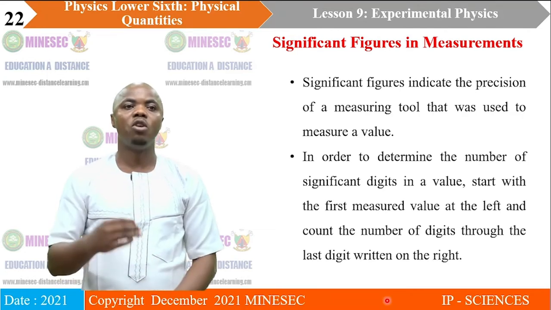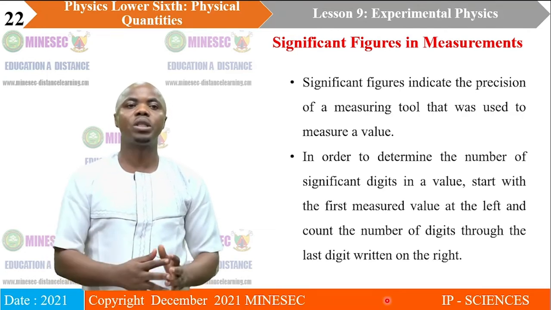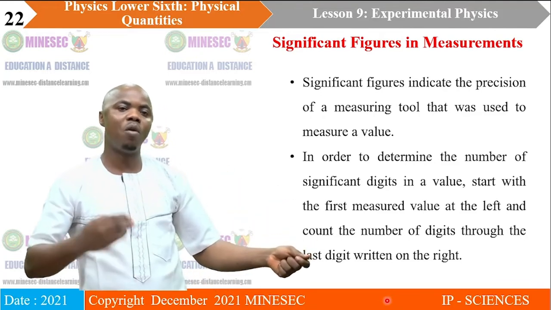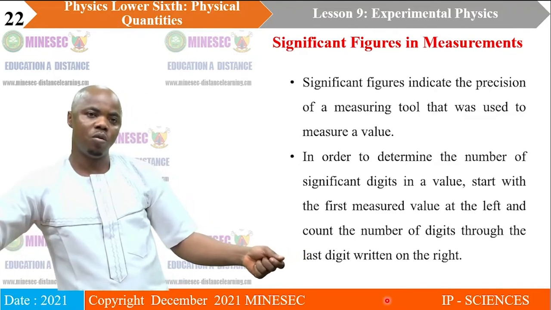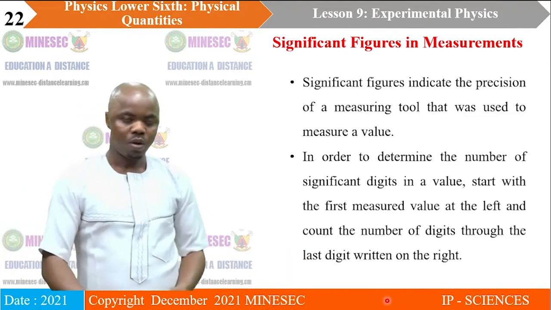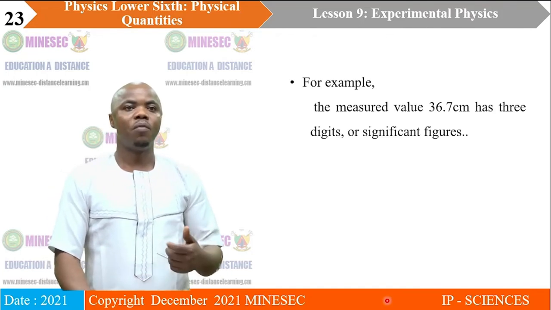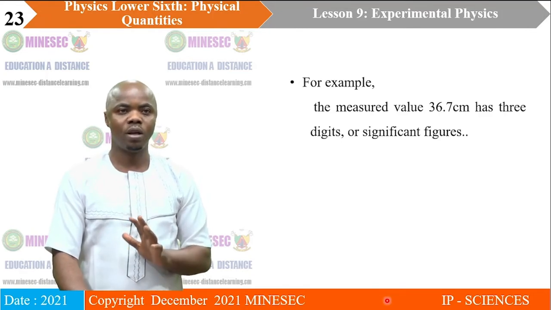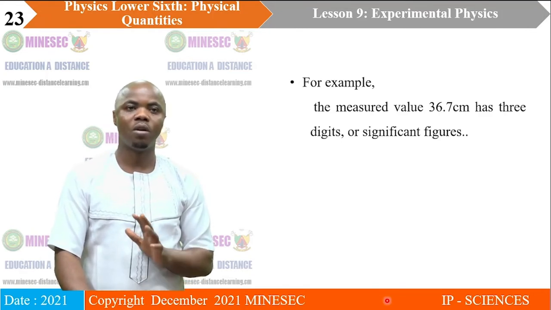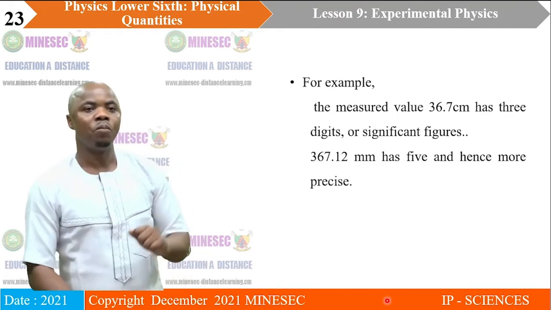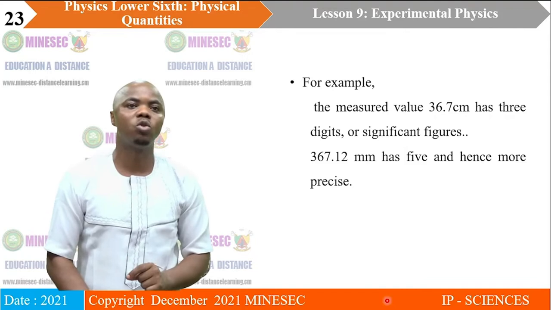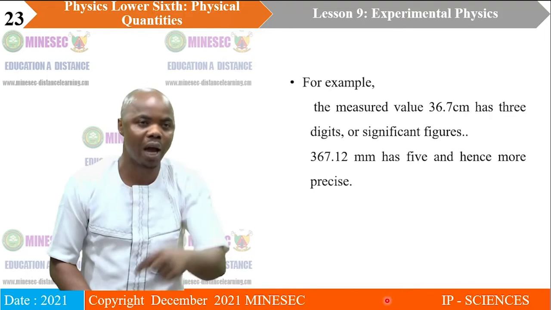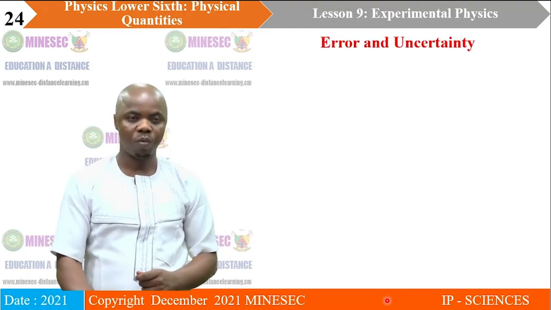In order to determine the number of significant figures in a value, we always start with the first measured value at the left-hand side and count the number of digits through the last value written on the right. For example, if I do a measurement and I have 36.7 centimeters, it has three significant figures. Now, if I do a measurement of 367.12 millimeters, how many significant figures are here? Five. So this measurement is more precise than the one above.